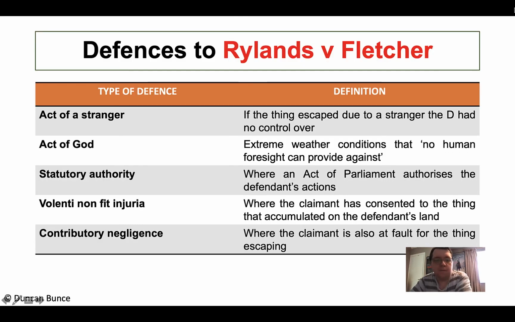So just to run through. Act of a stranger. Pretty much what it says, if the thing escaping, whatever it might be, is due to the act of some third party that the defendant is not aware of, then it's not going to be their fault. Act of God, particularly extreme weather conditions, but it's something that is not reasonably foreseeable.